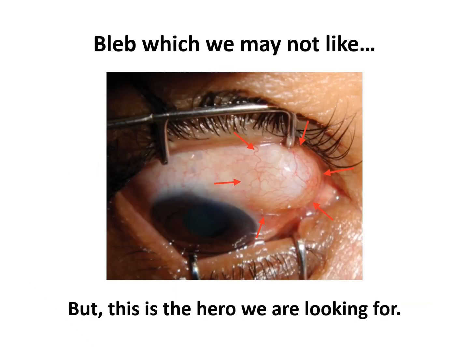So I would say that the bleb, which we may not like, is the hero we are looking for. And next time when you inject anti-VEGF, take care of the other issues as mentioned, but also take care that you inject directly, and more so one can also do a pre-injection paracentesis to reduce the IOP further.